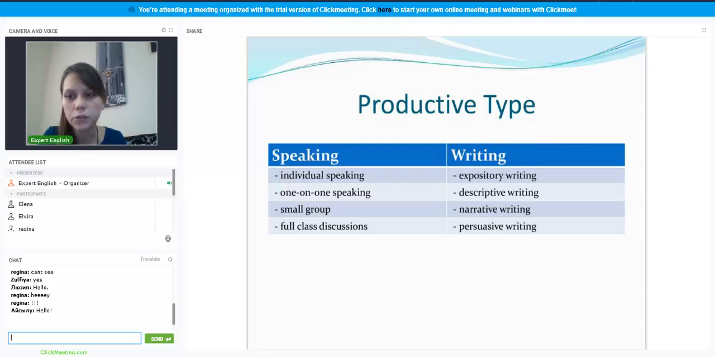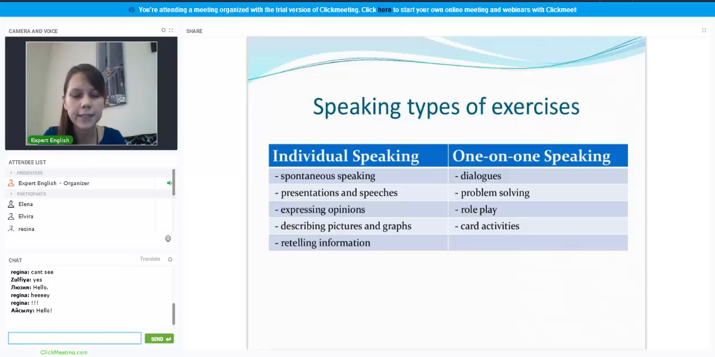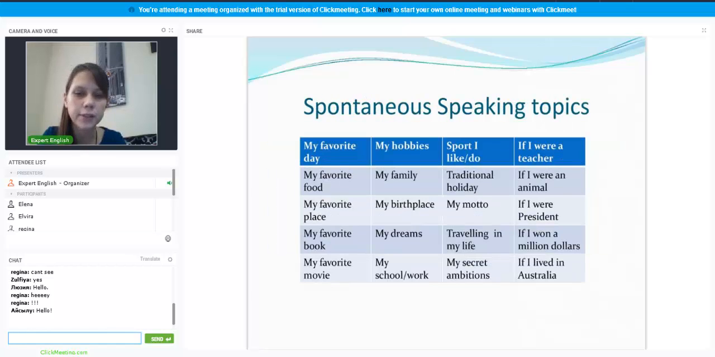Let's speak about individual speaking. My favorite exercise is, of course, spontaneous speaking. Spontaneous speaking can be made in different forms. Students get different pre-made cards. For example, these ones, starting from the easy ones, telling about their favorite days, favorite food, favorite places, favorite books, or favorite movies. It can all be very easy.